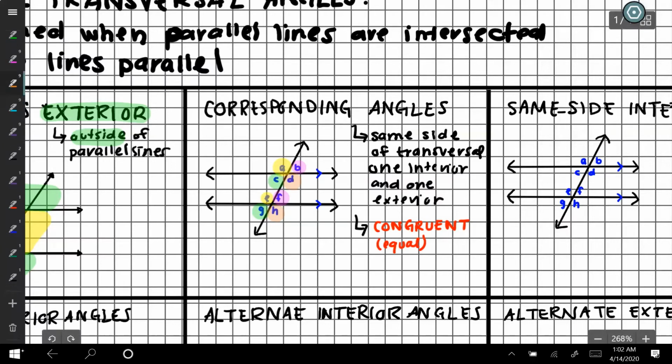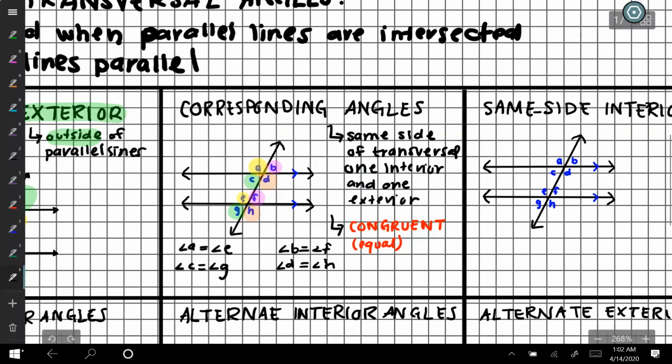So I have angle A is corresponding to angle E. Angle C is corresponding to angle G. I'm going to write equal because they're congruent. And then we have angle B is corresponding to angle F, and angle D is corresponding to angle H.